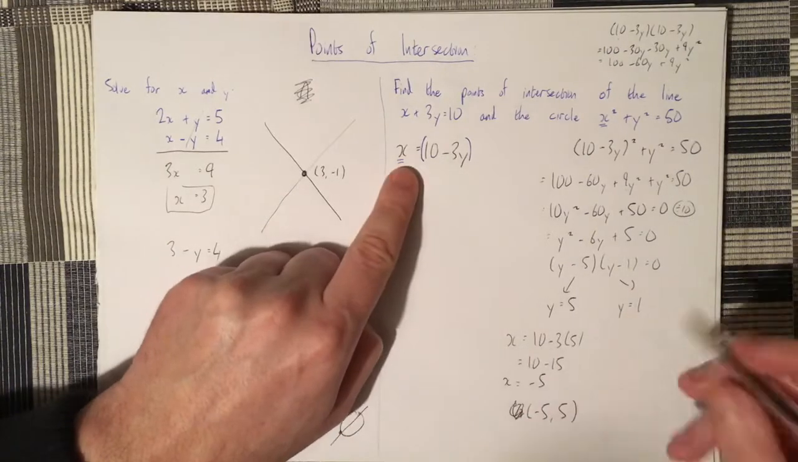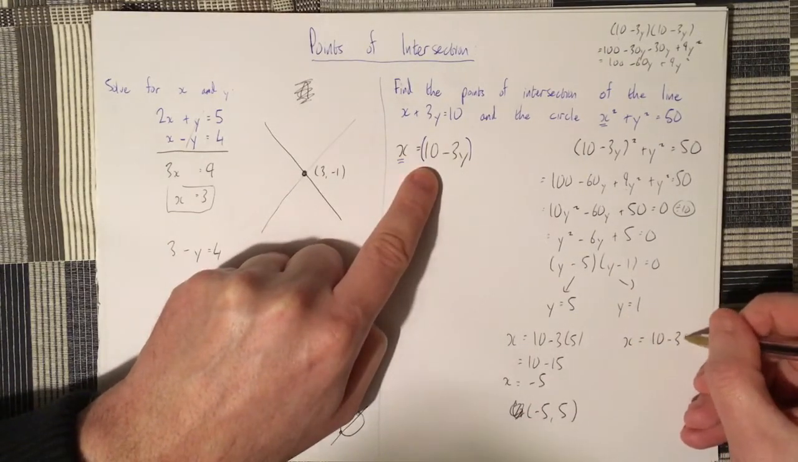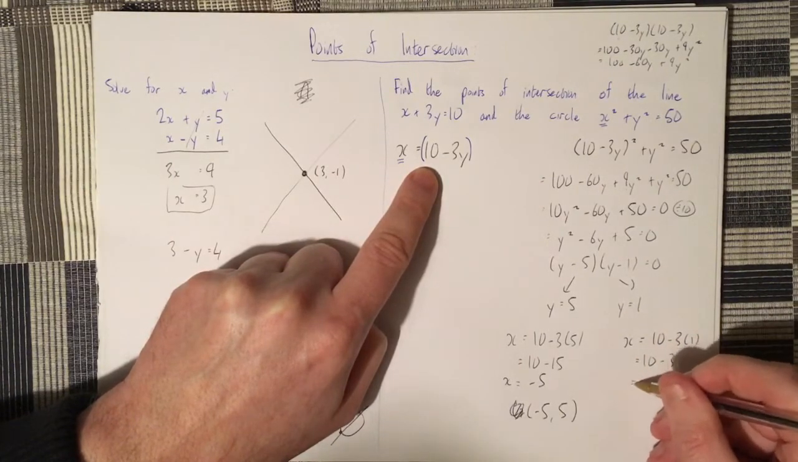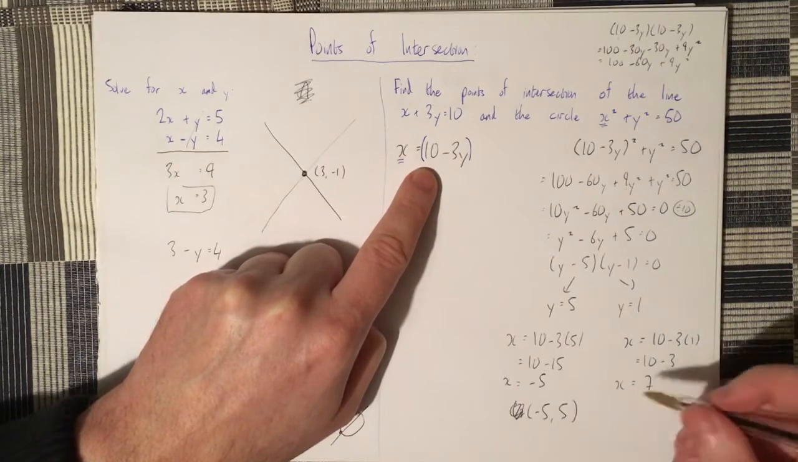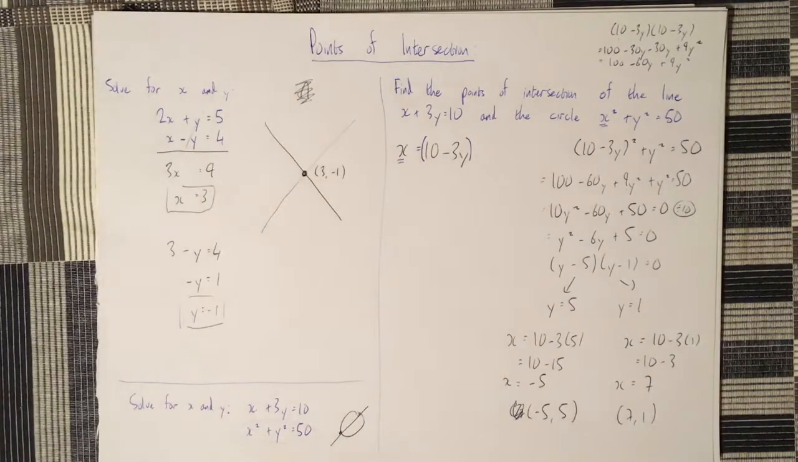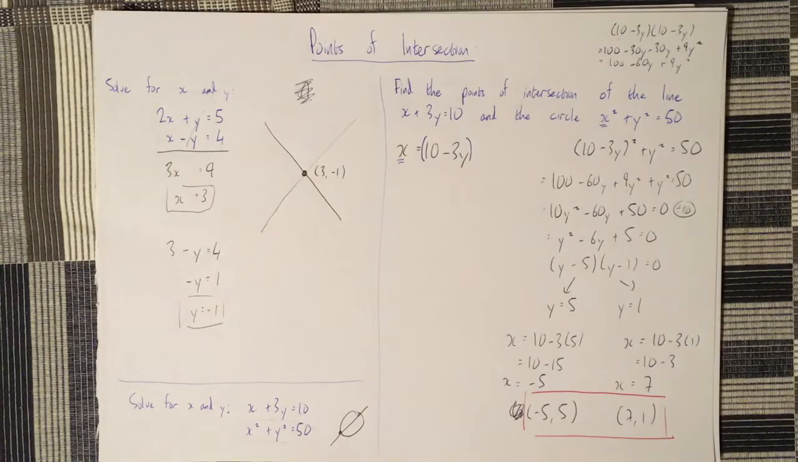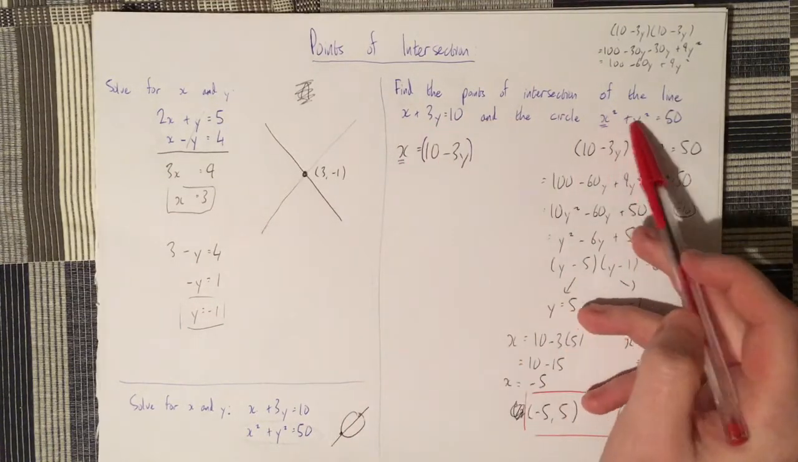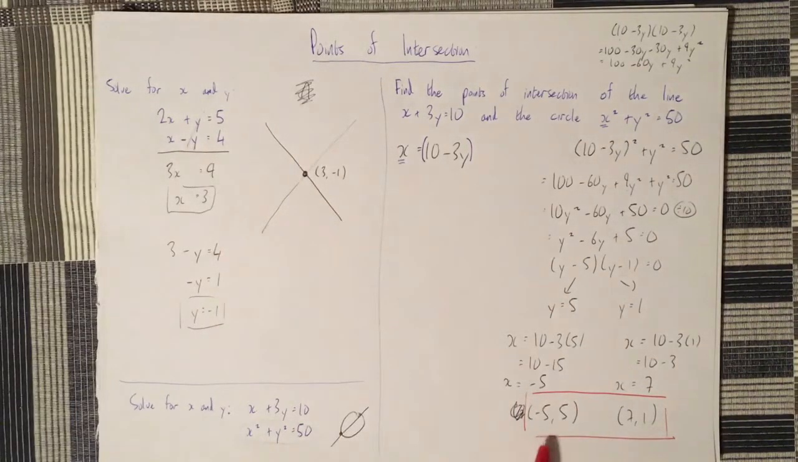Over here then, go back to x is equal to 10 minus 3 times 1. That's 10 minus 3, and that's 7. So when x is 7, y is 1. So that is the point 7, 1. And there are your two answers. Okay, so your points of intersection between this straight line and this circle are 7, 1, and minus 5, 5.